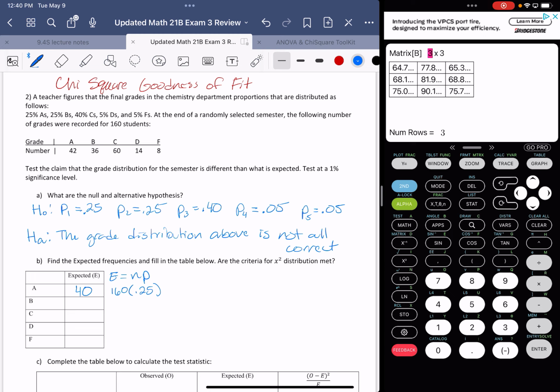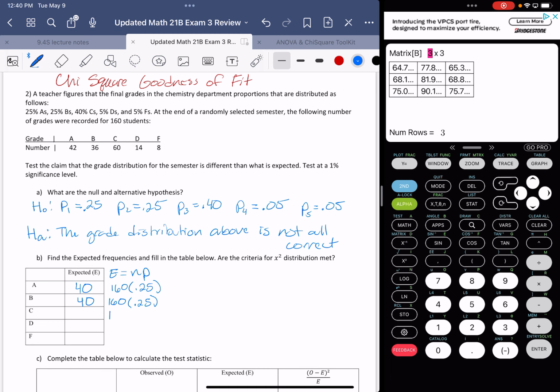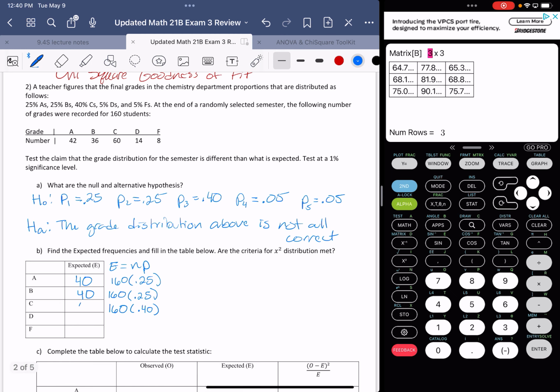Do it again for letter grade B. What's N? N is still 160, a sample size of 160. What was the proportion for B? 0.25 as well. That's just coincidence. So again, we get 40. For C's, the sample size is still 160 students total. What is the proportion for C's? 0.40, right? We were told 40% for C's. That gives us 64.